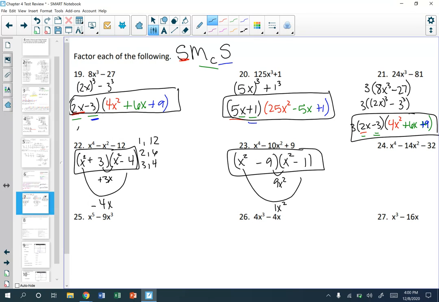24, again, same idea, split it up as x squared and x squared. And what are my factors of 32? Well, I have 1 and 32. I have 2 and 16. And I have 4 and 8.